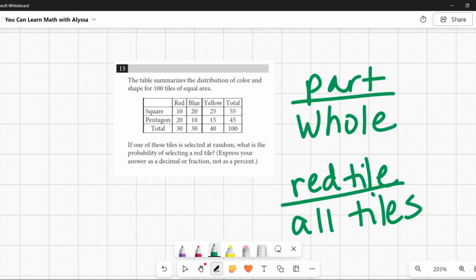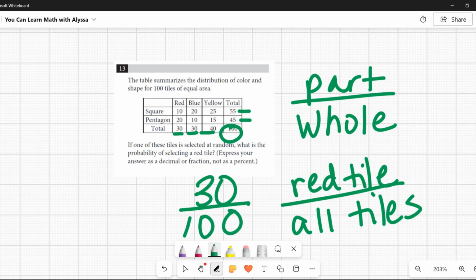So what is our red tile? Well, if you look in the red tile column, it's telling us there are 10 square tiles that are red. There are 20 pentagon tiles that are red, for a grand total of 30 red tiles. So 30 is my number of red tiles. And all tiles, I'm going to look over here where the totals converge, is 100. It goes either way. If I had 30 plus 30 plus 40, it equals 100. Or if I had 55 and 45, it equals 100. There are 100 tiles total.